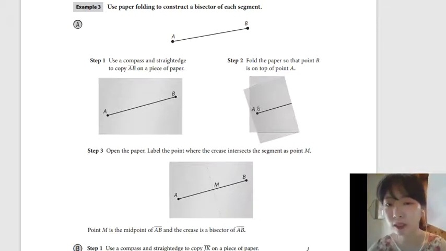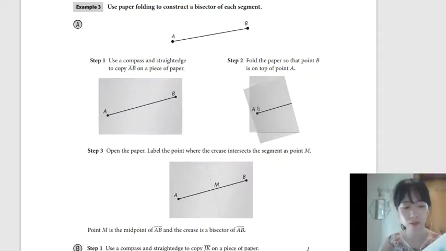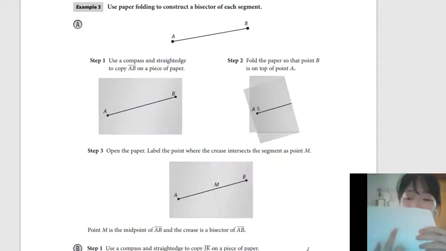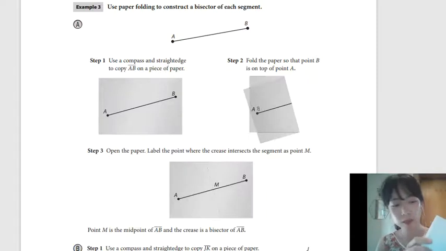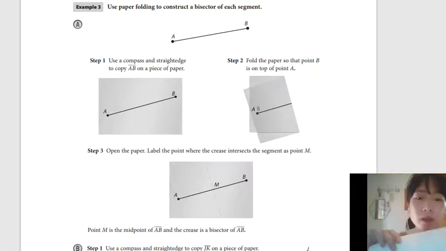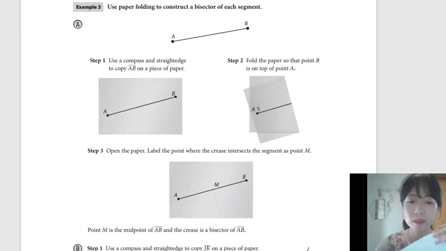So step 2, we're going to fold the paper so that point B is on top of point A. So this is A, that's B. I don't know if you can see it. This is A and that's B. I'm going to fold it so that B is on top. Okay. Open the paper. Label the point where the crease intersects the segment as point M.